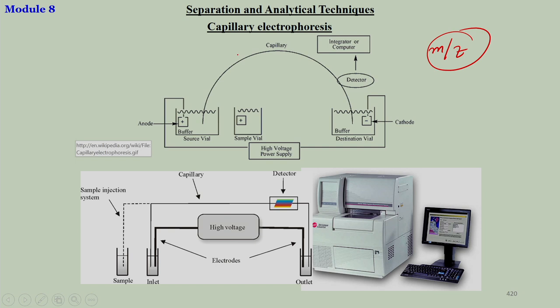Basically, you make two electrodes, one anode and one cathode. Anode and cathode are nothing but your buffers, according to their ionic salt. You can make one positively charged and one negatively charged, depending upon their concentrations and the charge. You dip a capillary into them, and at the ends of the capillary there are electrodes. One electrode would be dipped here, giving the positive charge, the other would be negative. And here is your sample.